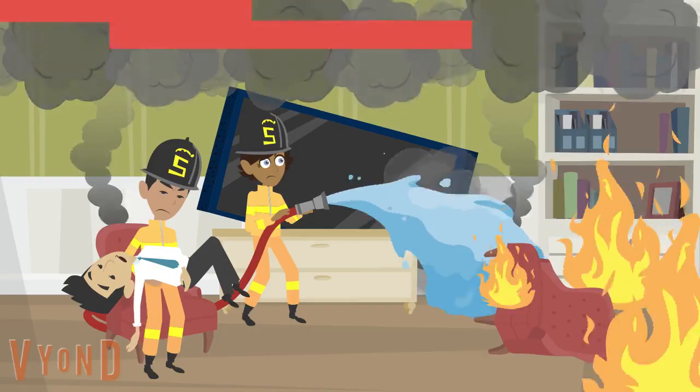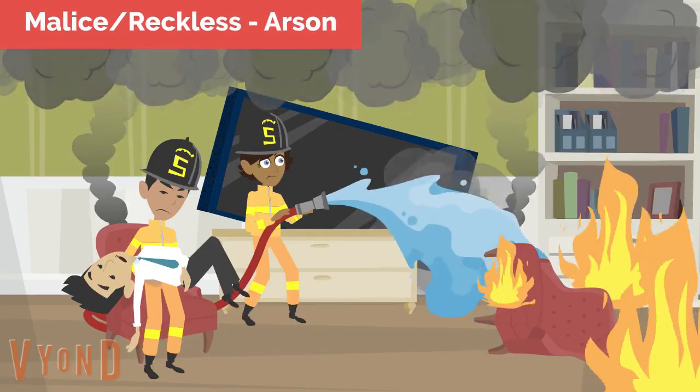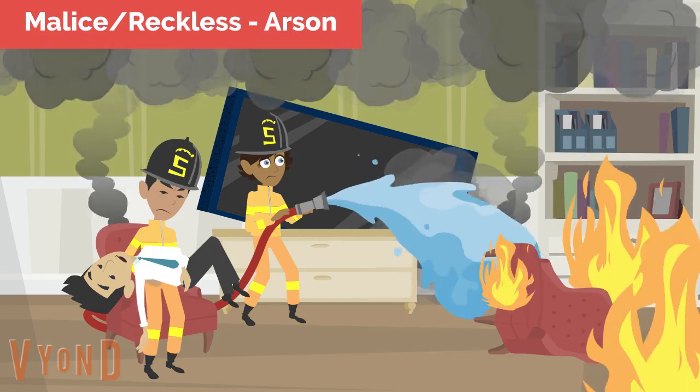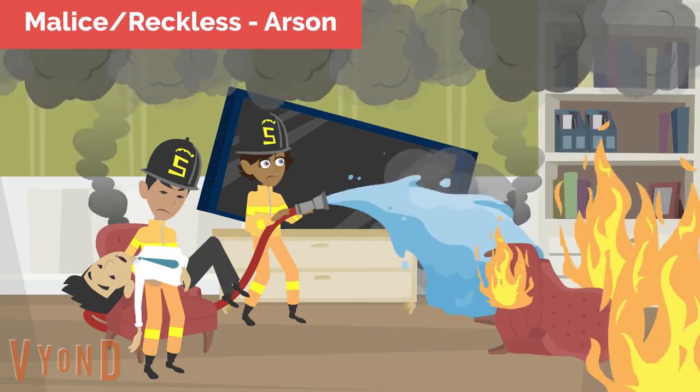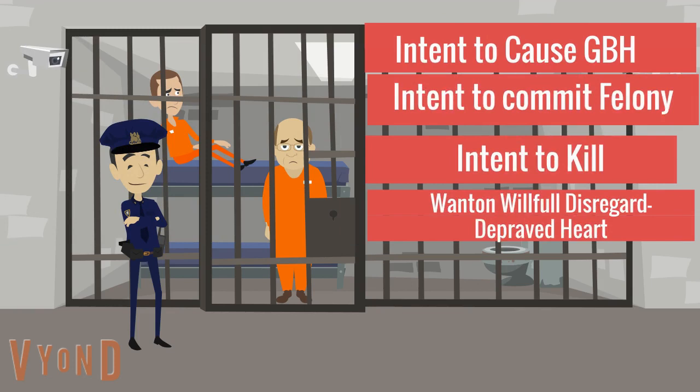Next we have malice. Malice can be used in 2 ways. One way is with arson. In this form, it is also referred to as recklessness. The second way malice is used is with a homicide. When used in this way, it comes in 4 different variations. They are: 1. The intent to cause great bodily harm. 2. The intent to commit a felony, which triggers the felony murder rule. 3. The intent to kill, or 4. The one in willful disregard for human life, also known as depraved heart.